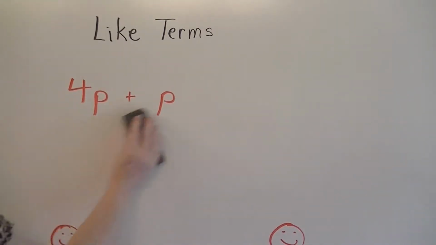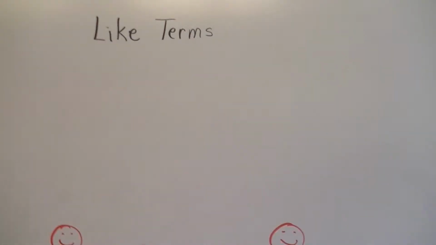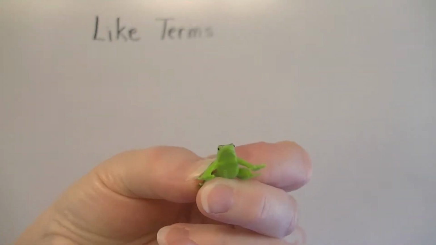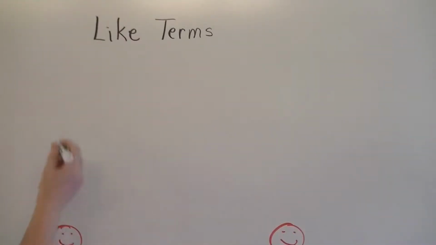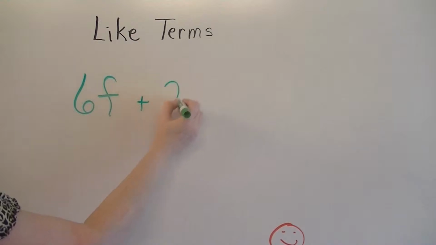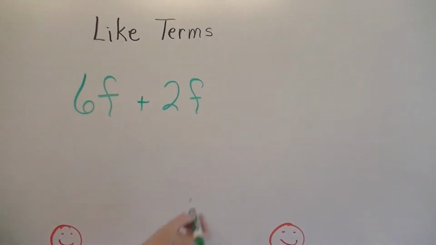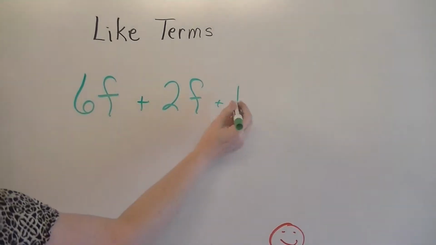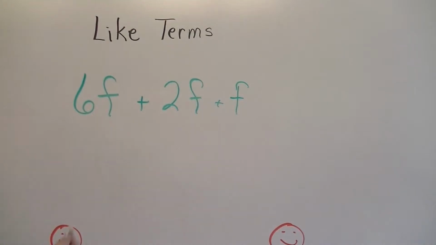Let's try another problem. This time I'm going to have a frog help us with our math. So let's say that you had 6 frogs. You could represent them with an F in algebra as your variable. And let's say that you had 2 more frogs plus 1 more frog. If I wanted to combine these, this would be 6 plus 2 is 8. Plus 1 would be 9 frogs.